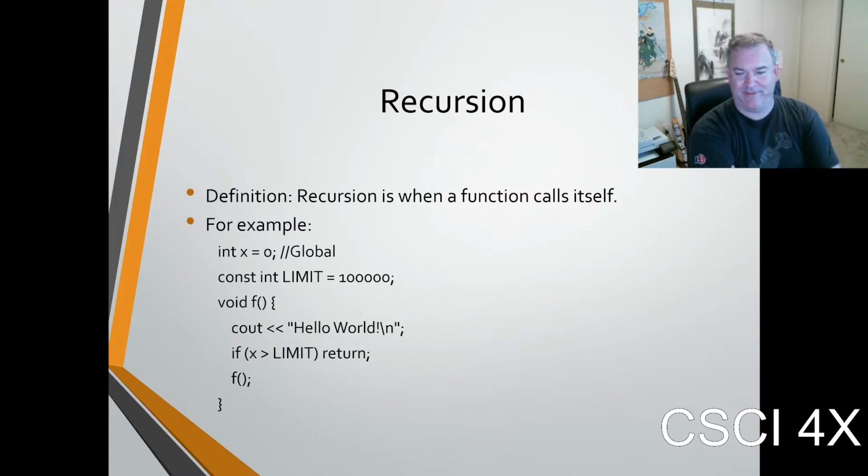Zero times. No. Let's say that main calls f. How many times is it going to print hello world to the screen? It'll be at least one. So we've got 100,000, we got 0, we got infinite. I think we got our bases covered here. Why do you think it's infinite?